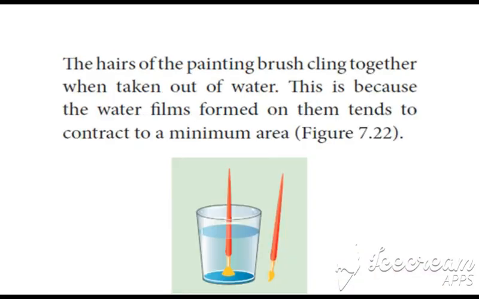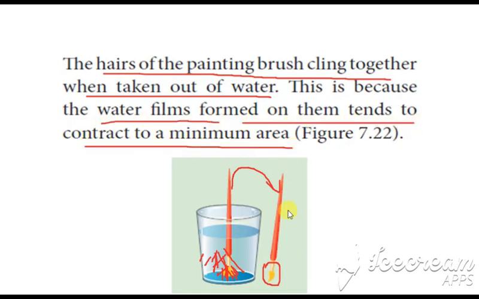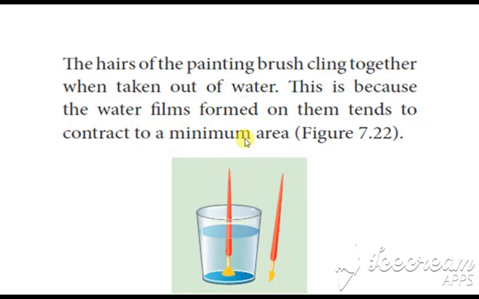This is the second example, where the hair of a painting brush clings together when taken out of water. You might have seen this. If a brush is inside the water, all the hairs move apart. When it is taken out, they cling together, they come together like this. This is because the water films formed on them tend to contract to a minimum area. Water always tends to make a minimum area, and that is being proved here.